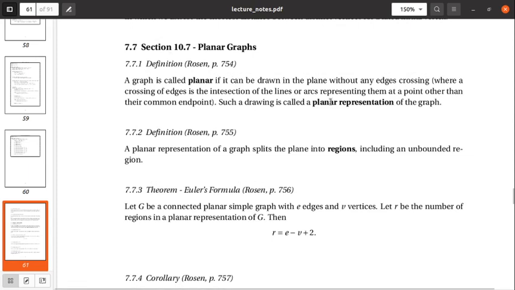Okay, so planar graphs. A graph is called planar if it can be drawn in the plane without any edges crossing, where a crossing of edges is the intersection of lines or arcs representing them at a point other than their common endpoint. Such a drawing is called a planar representation of the graph. Okay, so this is a definition. We're starting to consider this new concept of certain categories of graphs.